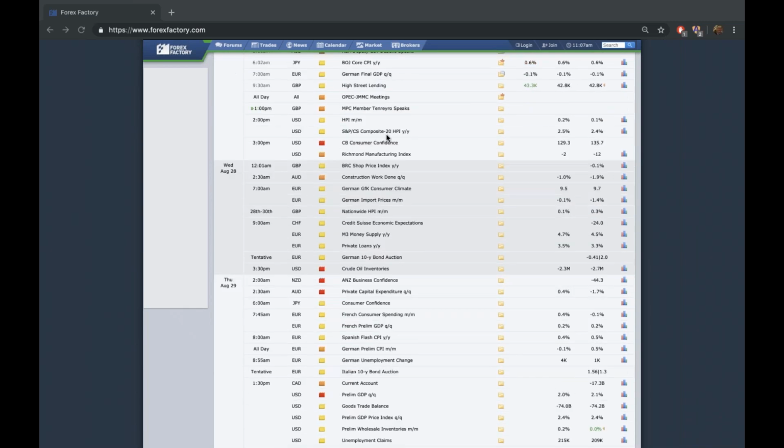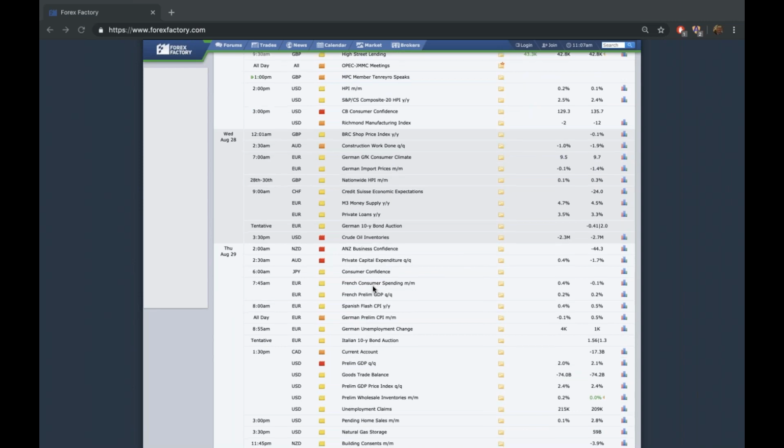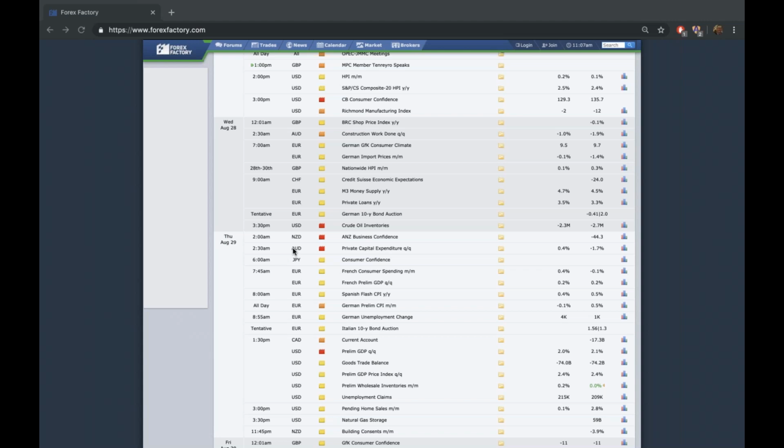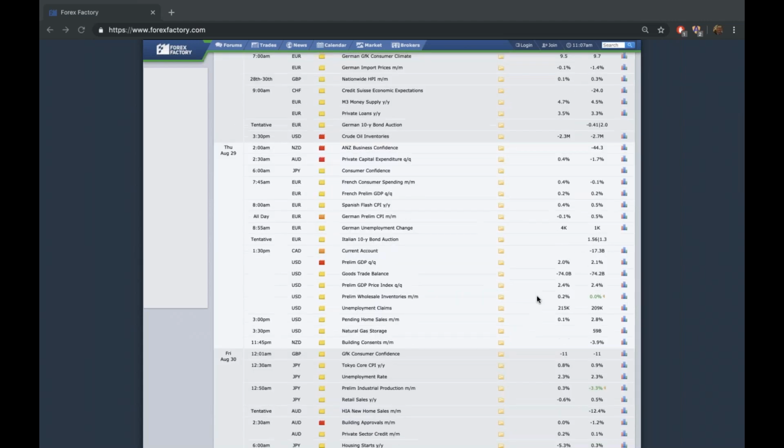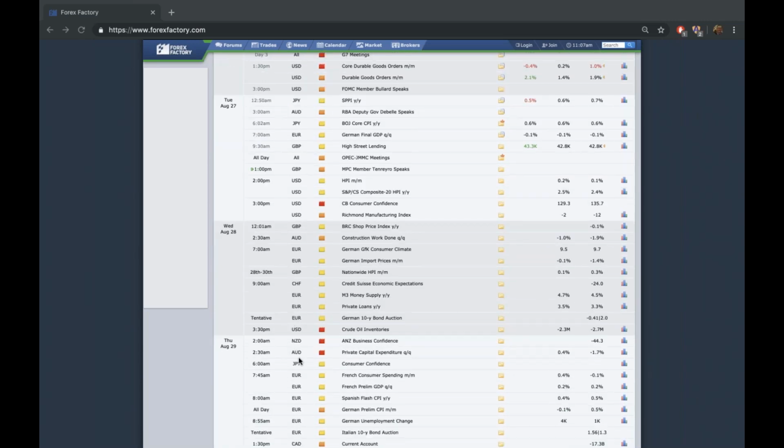So that's not the best example. Now we've got the negative comments, but we still see these positive readings expected. So looking at that, we can see that we're expecting buyers on the Australian dollar, New Zealand dollar pair into these events, okay? So into Thursday, we can reasonably expect Australian dollar, New Zealand dollar buyers. That is the expectation that you're looking at. So that's just one way of using the calendar.